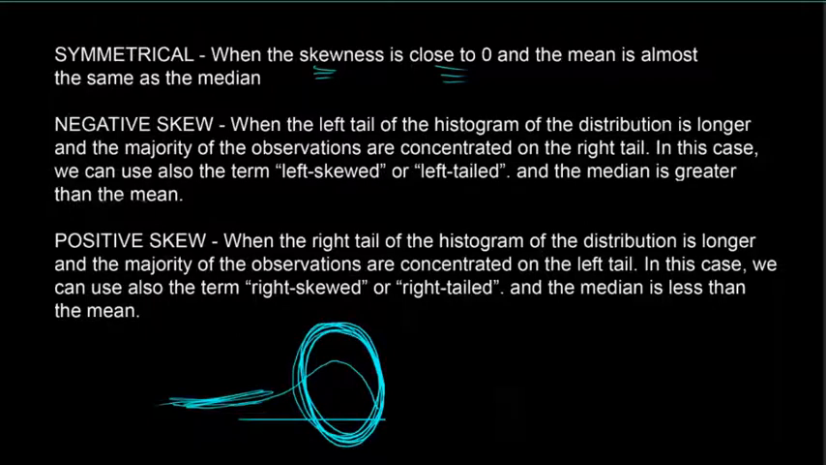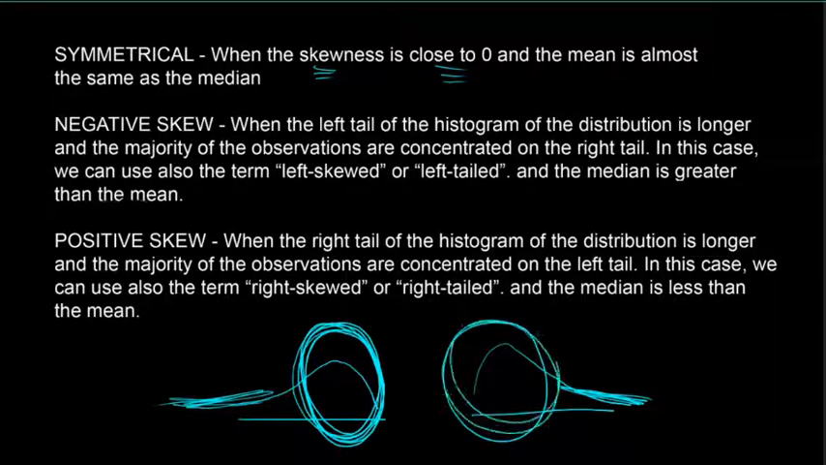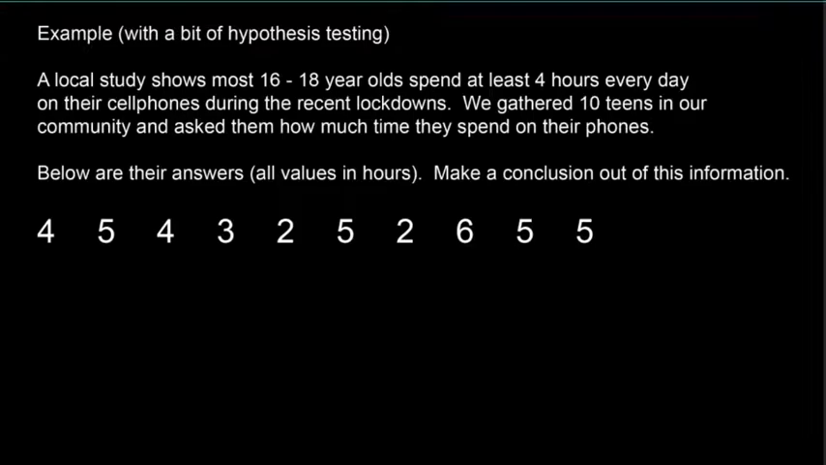Next is the positive skewed. So, when the right tail of the histogram of the distribution is longer, so this part here is longer, and the majority of the observations or the data values are more frequent on the lower side sa left tail. In this case, you can say that it's right skewed or right tailed, and the median is less than the mean. Okay.